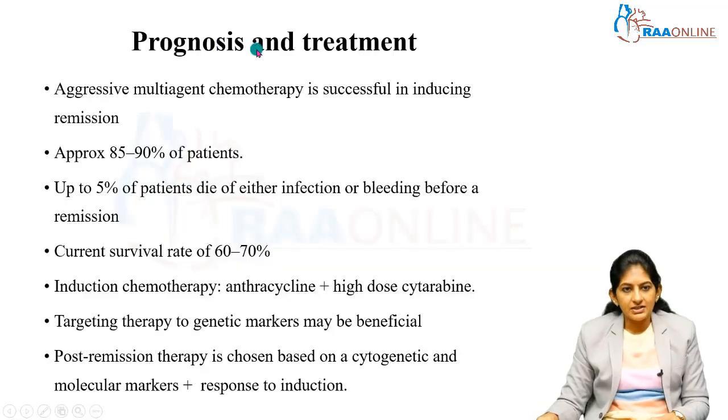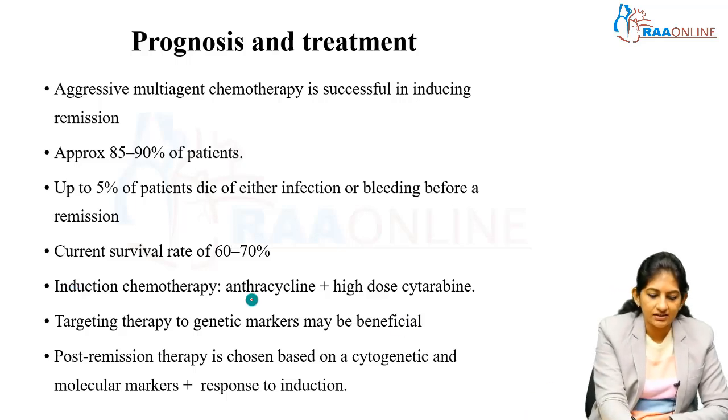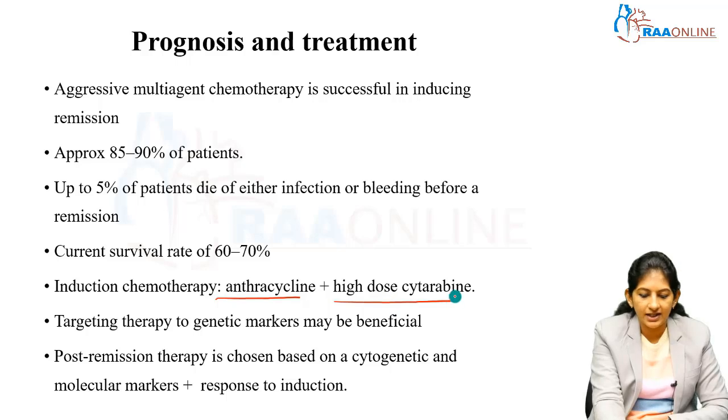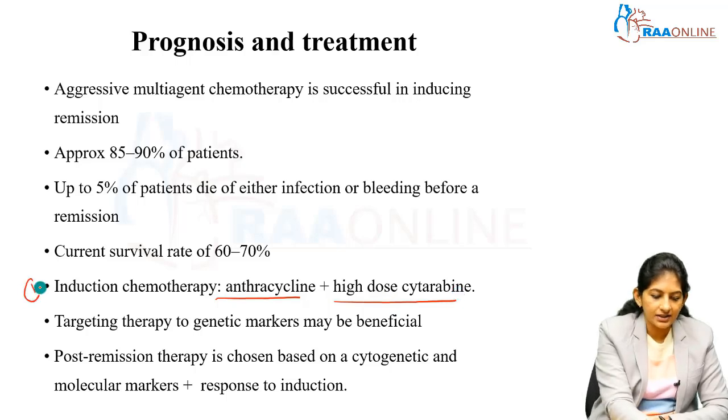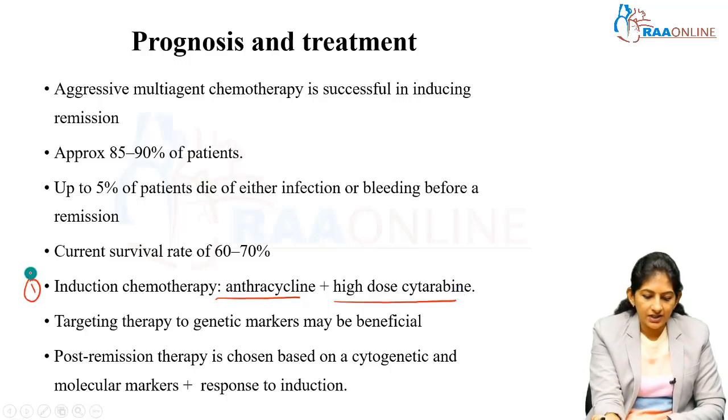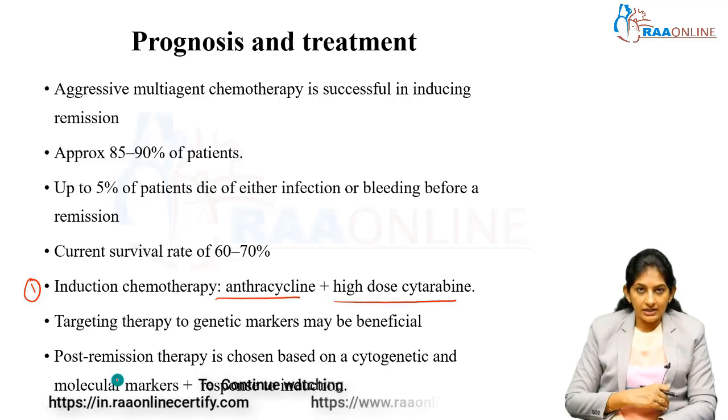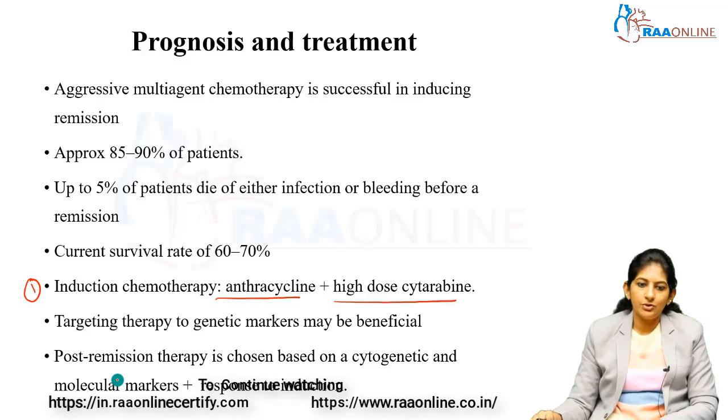So how do you treat? Chemotherapy is the treatment which is given for AML. In chemotherapy, again there is an induction chemotherapy and maintenance chemotherapy. Induction is to achieve the remission. Induction chemotherapy is given with anthracyclines and very high dose cytarabine. So this is the induction chemotherapy. Once you have achieved the remission, post remission therapy will be based upon the cytogenetics of that particular type of leukemia and how was the response to induction.